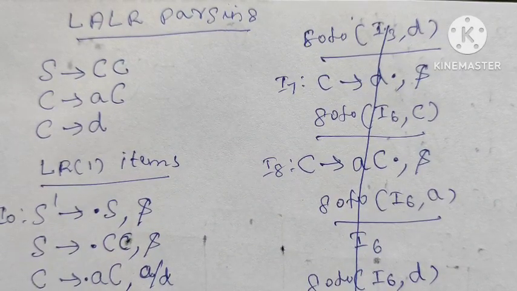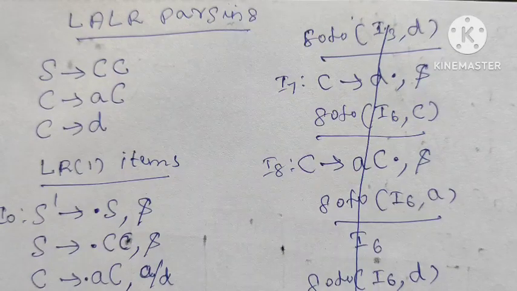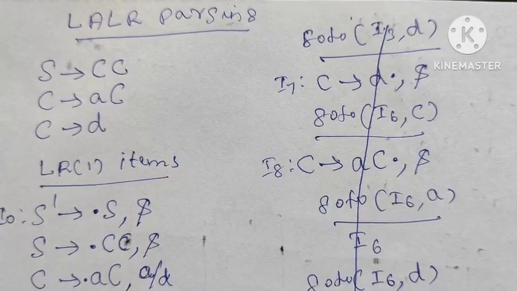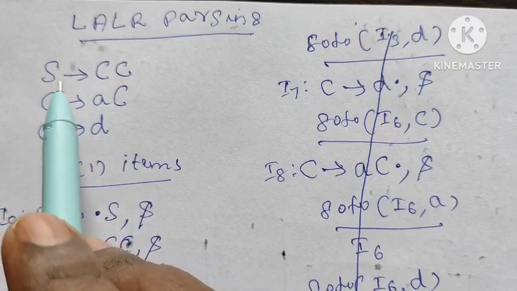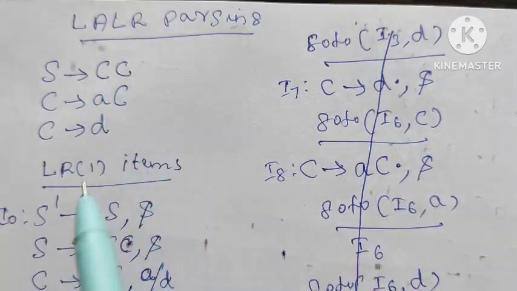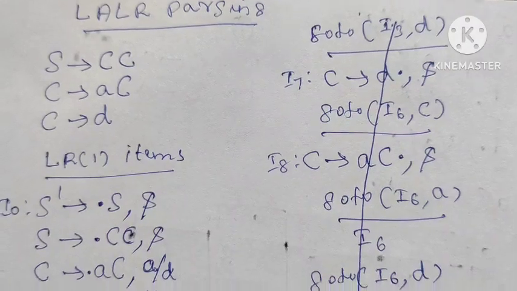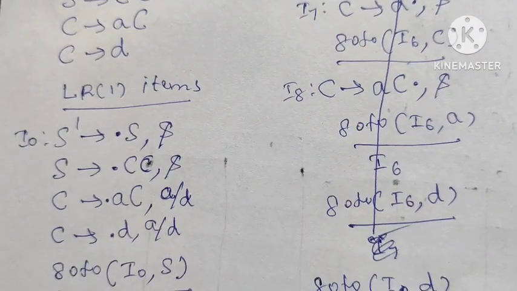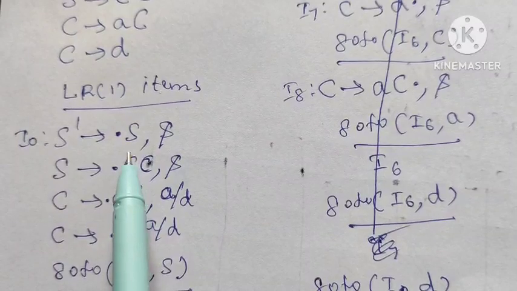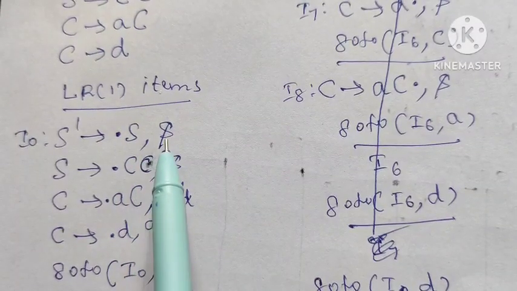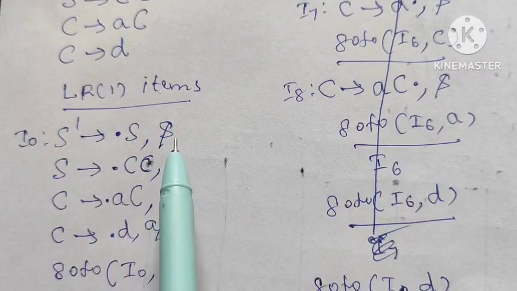So we'll take up a grammar: S tends to CC, C tends to AC, and C tends to D. The first step is to look at the starting symbol. So what is the starting symbol here? S is the starting symbol. So we have to introduce an S dash production. That is called LR(1) items. So S dash tends to dot S, and then comma, by default the initial look ahead symbol is dollar.